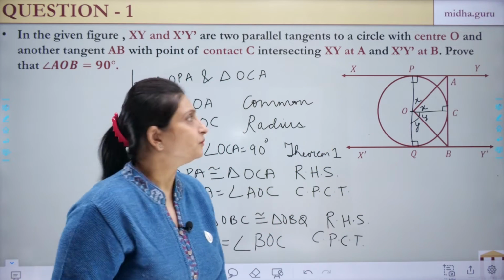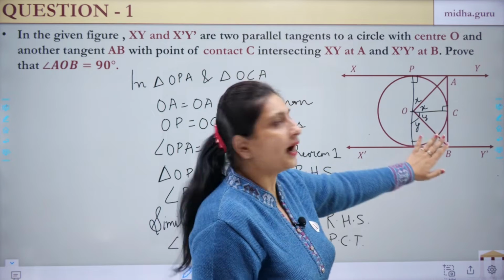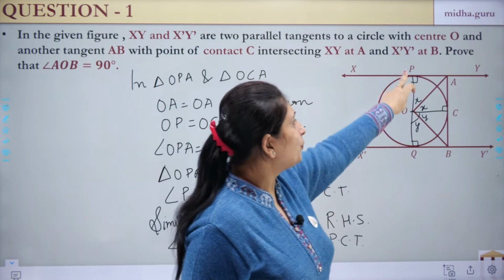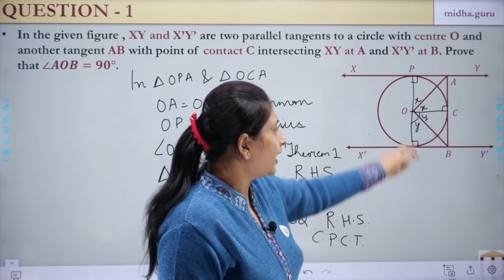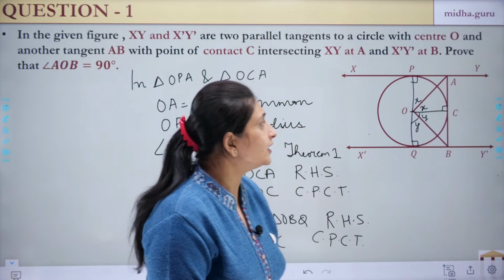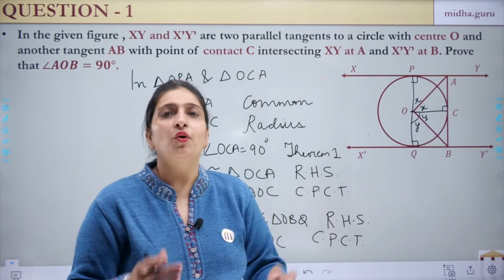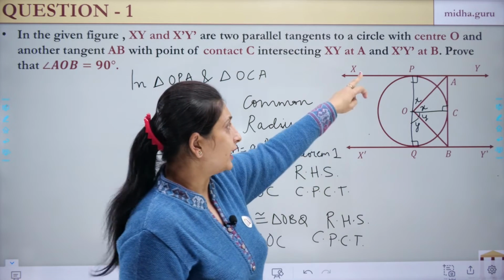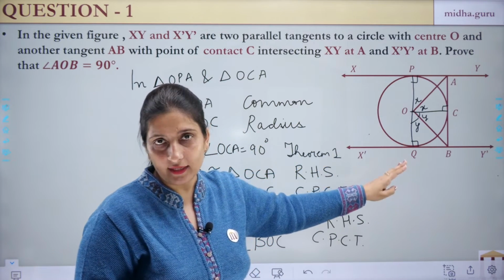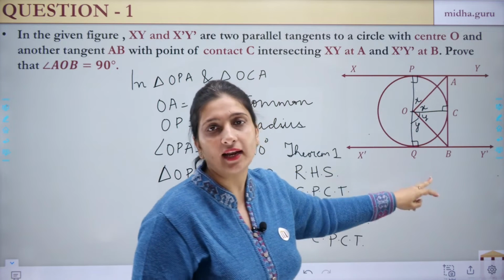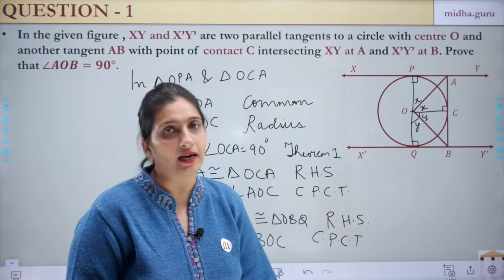They are y degrees. Next, these two are parallel lines. We know OP is perpendicular to XY and OQ is perpendicular to X'Y'. So if these are co-interior angles, and these two tangents are parallel, we can say it is a straight line. This is a transversal to these two parallel tangents.